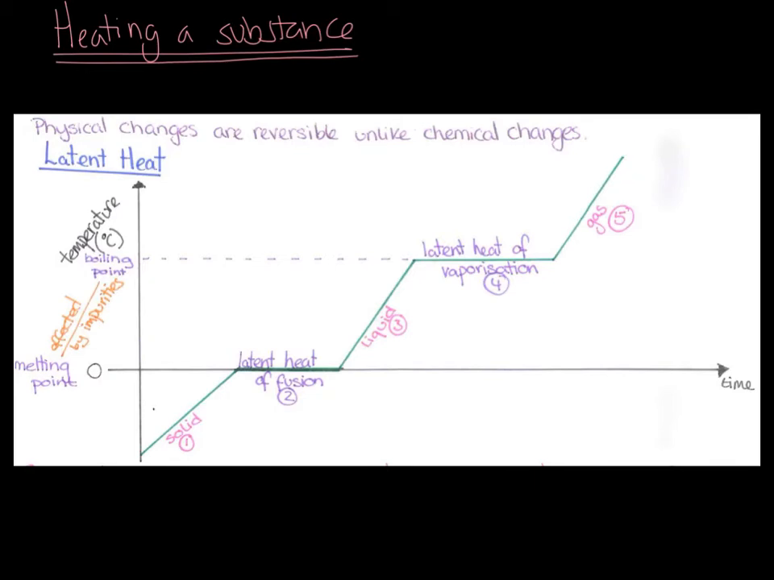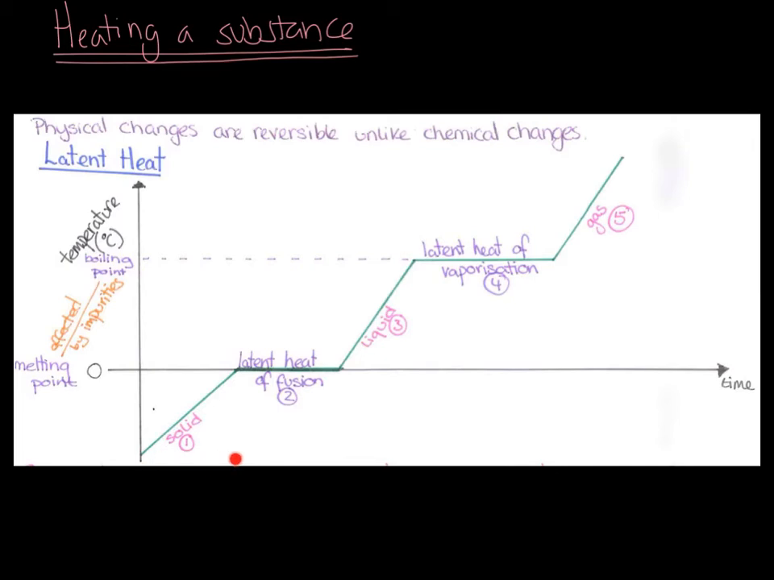Now, a couple of really important points to mention again. First of all, these boiling points and melting points will be affected by impurities, so I can change where these points are by adding impurities to the substance. Secondly, there is no temperature change while the solid is melting into a liquid and while the liquid is boiling into a gas, even though the substance is still being heated.